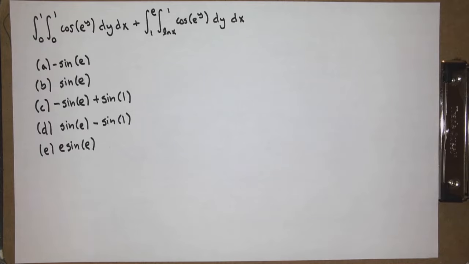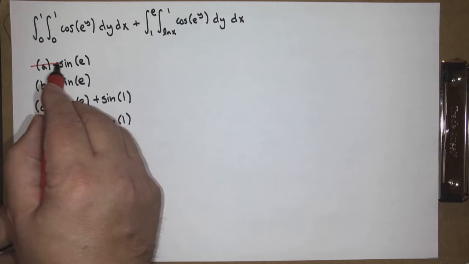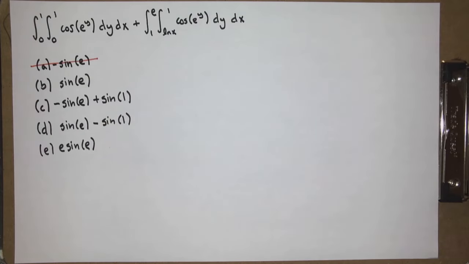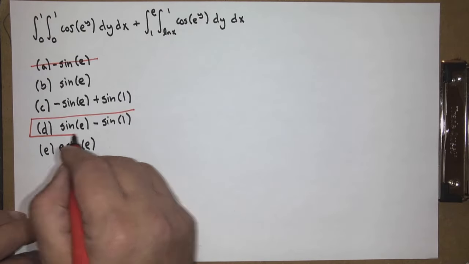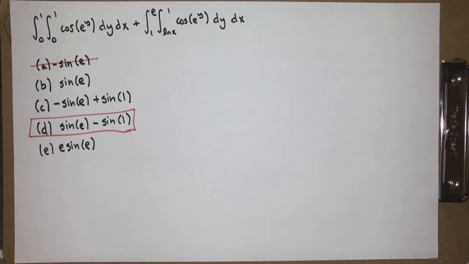You've had a few moments. Do you have an answer? Would it help if I knocked out a possibility? It's not A. Okay, any answers yet? D. D is the right answer. Nice. All right. Good.